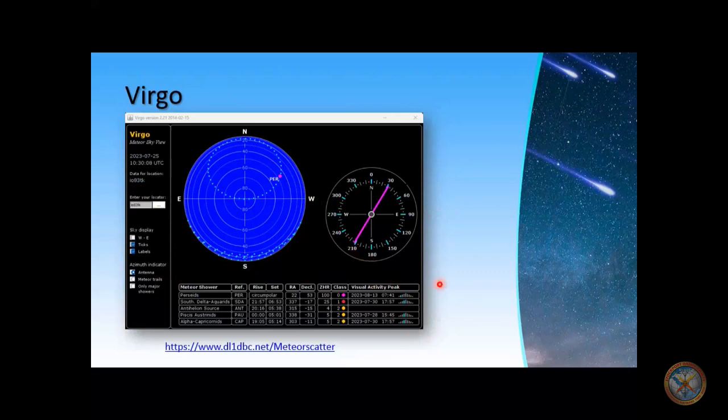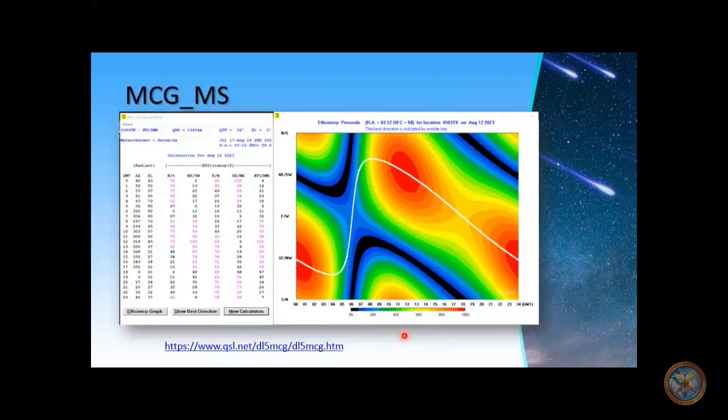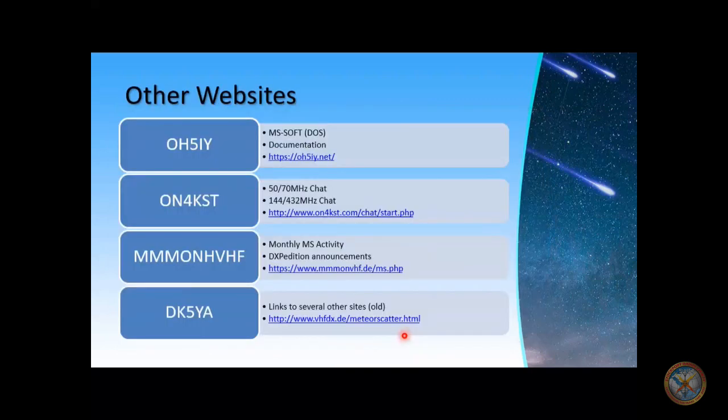We can try in a minute if we can get that. Yeah, so that's useful, MGMS, very useful. And then there's a few other sites. OH5IY has got similar software, but it's only DOS. So you need a DOS emulator, and I've had issues with that, so I've given up on it. But the website is still very useful because there's loads of information about meteor scatter on there.